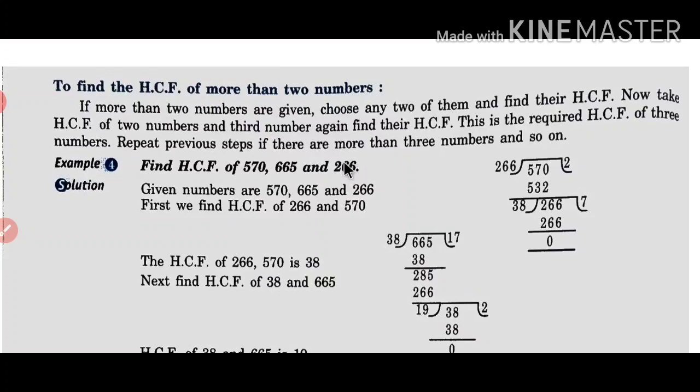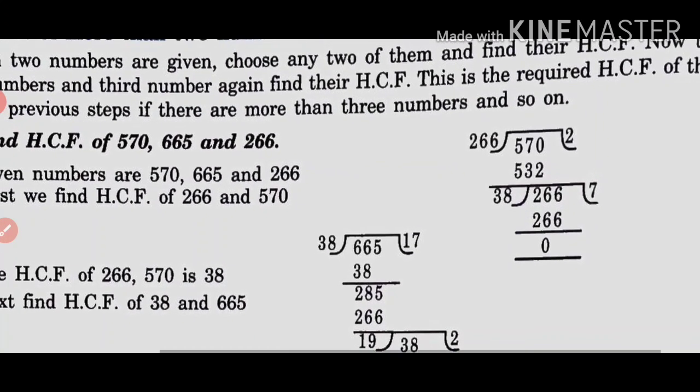Now you have to find the HCF of 570, 665 and 266. You can take any 2 numbers. So first we have taken 266 and 570. Out of these, 570 is greater than 266. It means we have to divide 570 by 266. So 266 twos are 532. Now minus this. So 10 minus 2 is 8, 6 minus 3 is 3. So here 38.